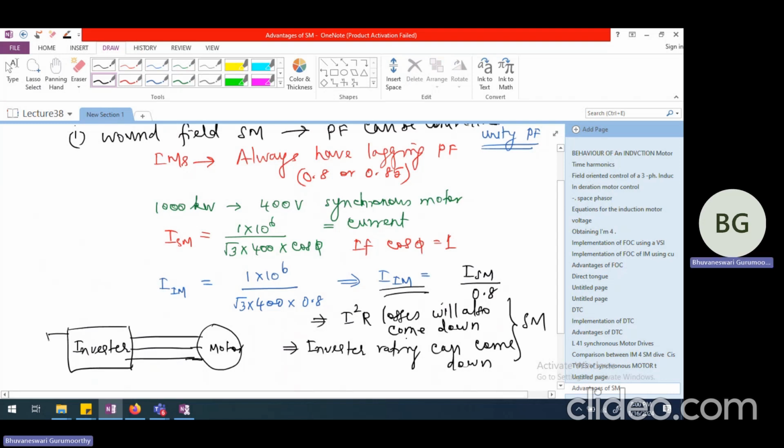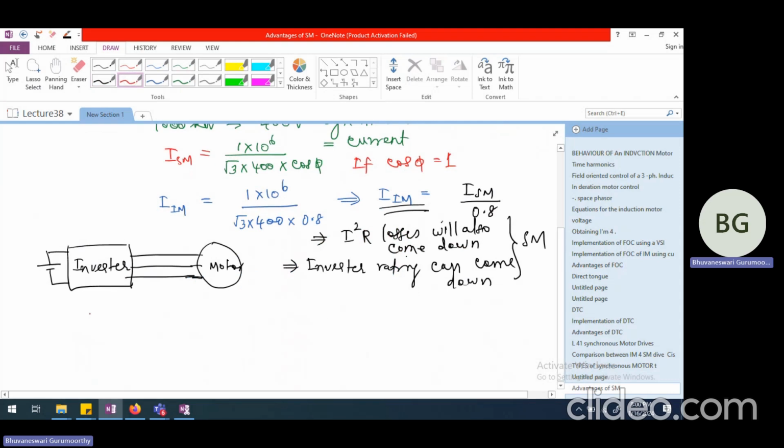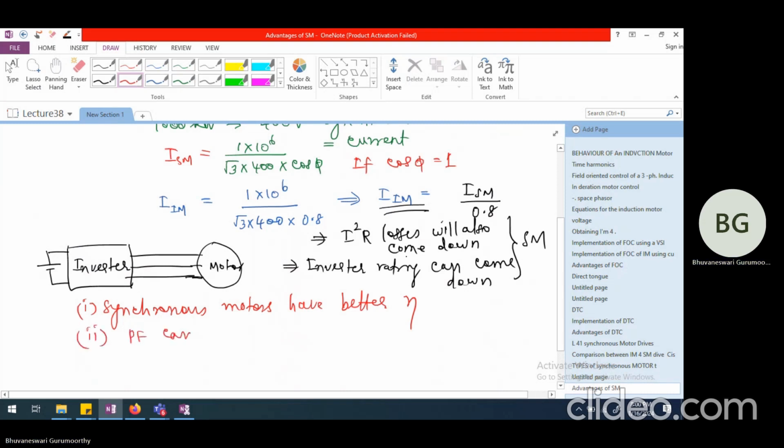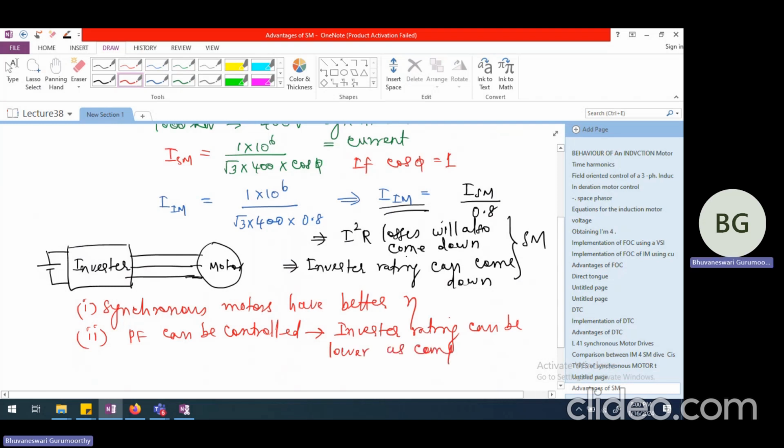So this is one reason why synchronous machines actually have a better efficiency. So synchronous motors have better efficiency. And power factor can be controlled. So inverter rating can come down. As compared to an induction machine.